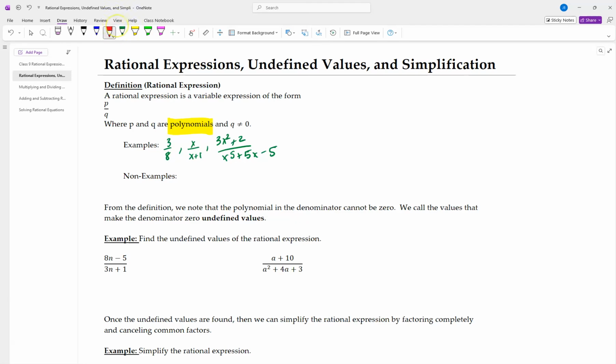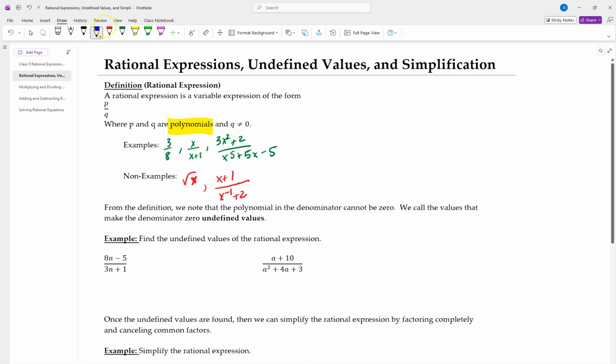Something that isn't going to be a rational expression is anything with a radical in it. And also we know that polynomials have to have positive exponents. So even if we had x plus 1 in the numerator, if we had something like x to the minus 1 plus 2, that is not going to be a polynomial because that exponent has to be 0 or larger and a whole number. So there we go.